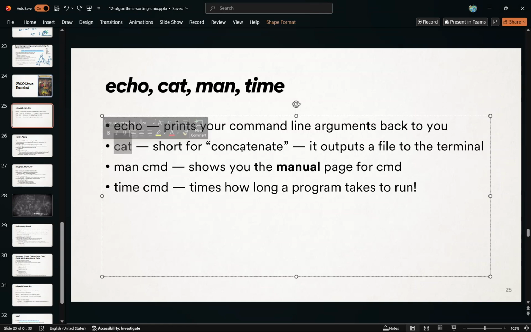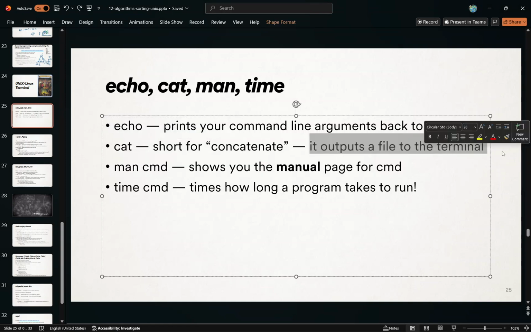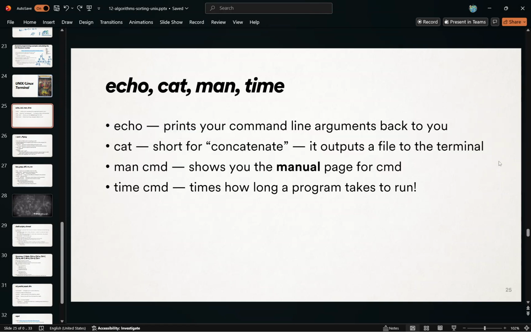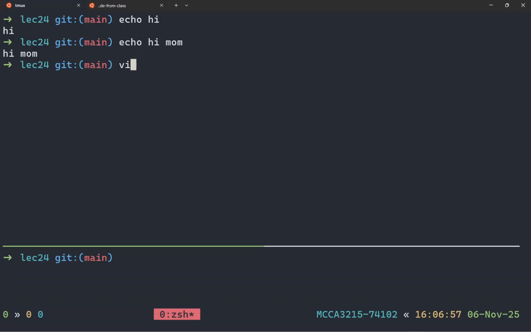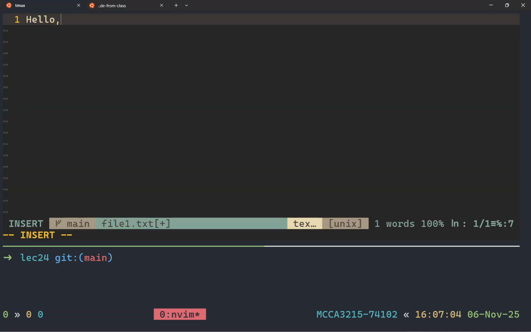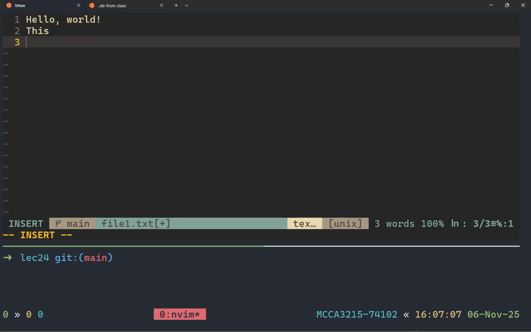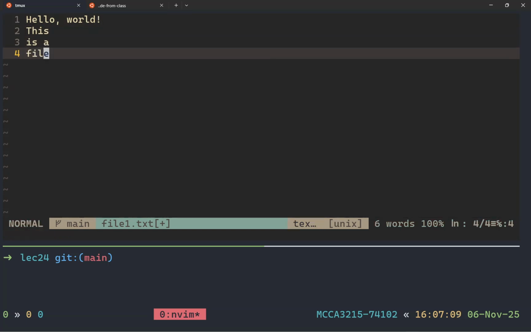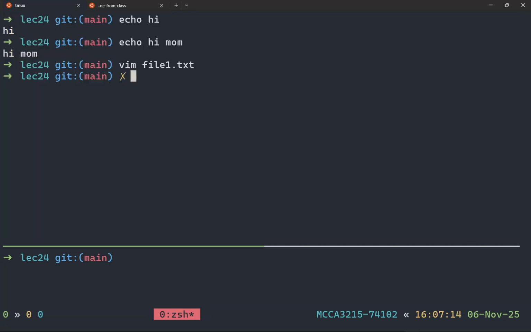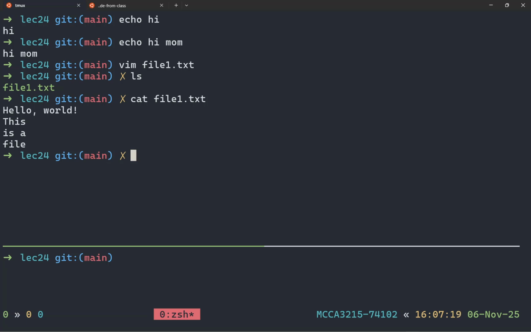Cat is short for concatenate. It outputs the contents of a file to the terminal. So let's get a sample file. I'll call it file1.txt, with a few lines. This is a file. So there it is. If I see it there, I can cat it. I don't have to go into Vim if I don't want to. It just prints the entire file to the screen. I may have shown you that before.